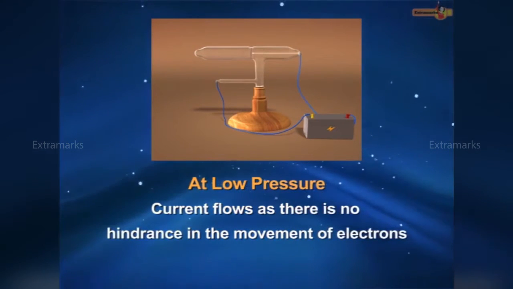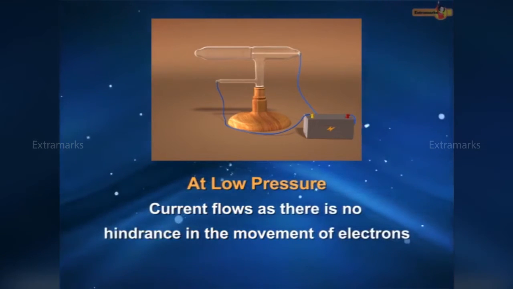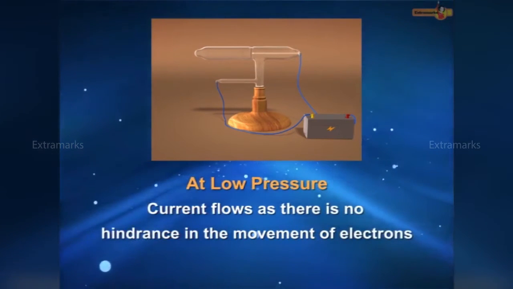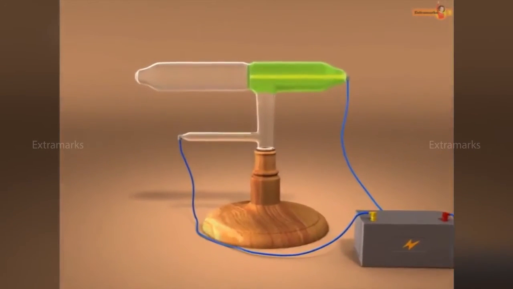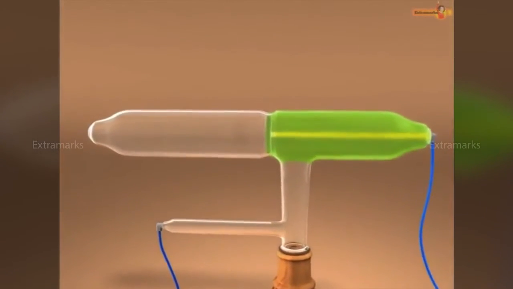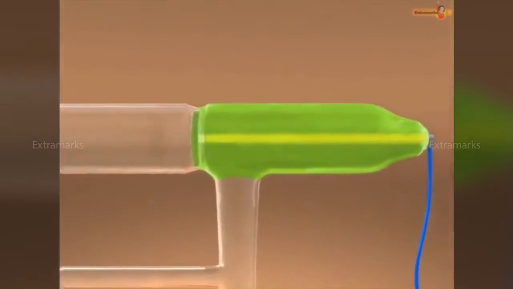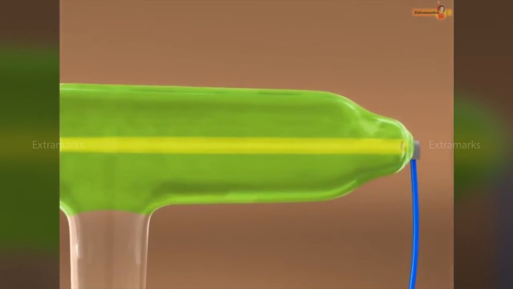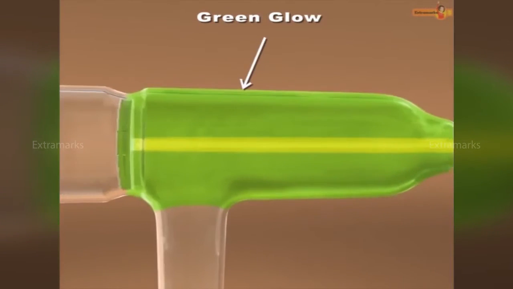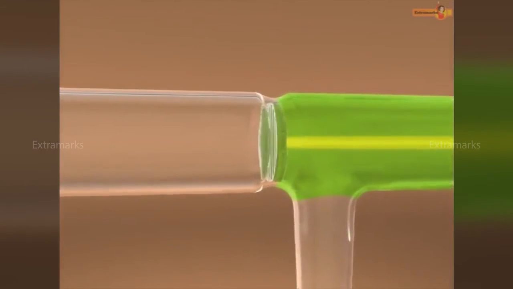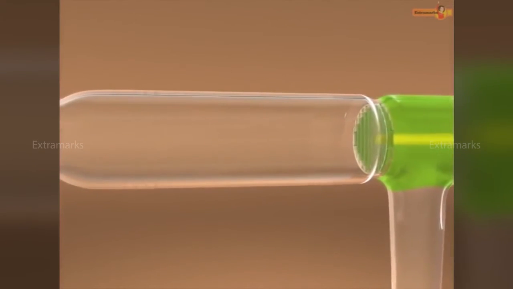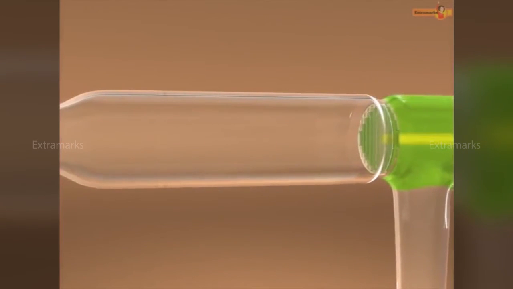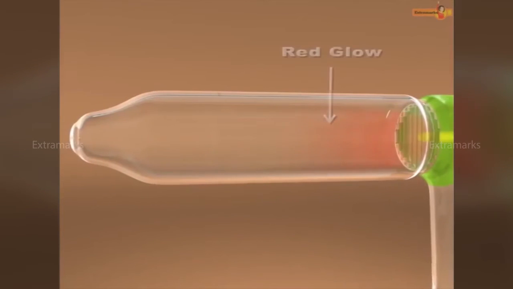Hence, there is no hindrance in the movement of the electrons, and therefore the gas conducts electricity. When a high voltage is applied between the electrodes, apart from the usual cathode rays emerging from the perforations, you will see that some rays are coming from the side of the anode as well. These rays, after passing through the perforated cathode, strike the zinc sulfide coating, and a red glow is observed on the glass wall.